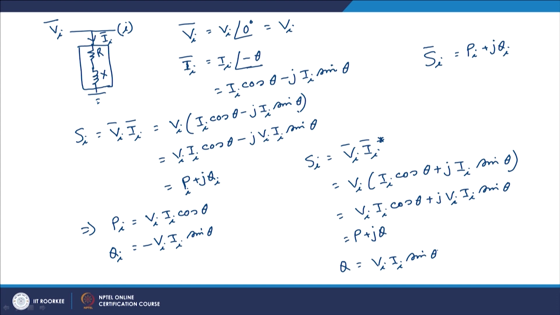Okay. Now we are done with the modeling of the individual components. Now, let us take a very simple example of how these individual models are connected together to form a circuit. So, let us take a very simple circuit. Let us say I have a generator.